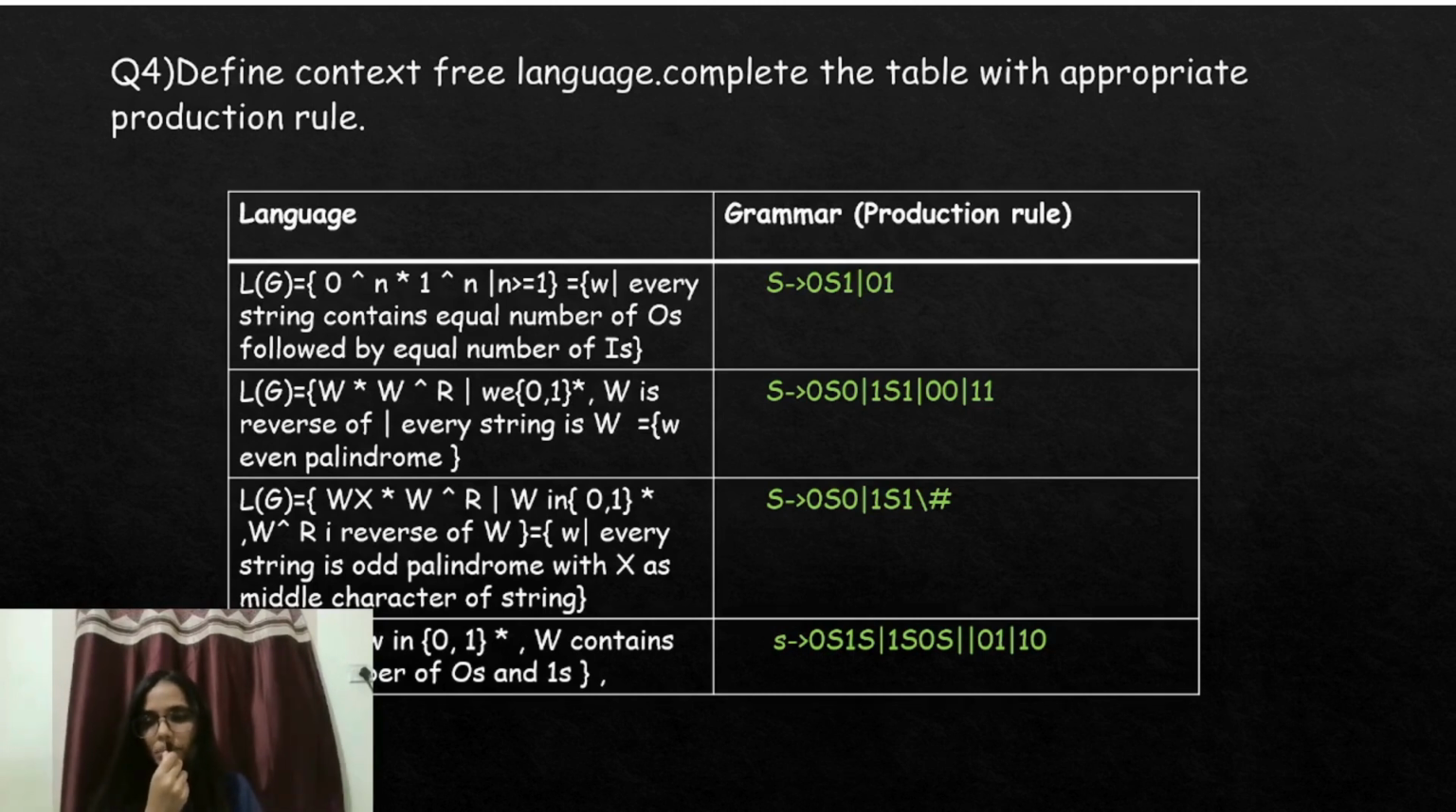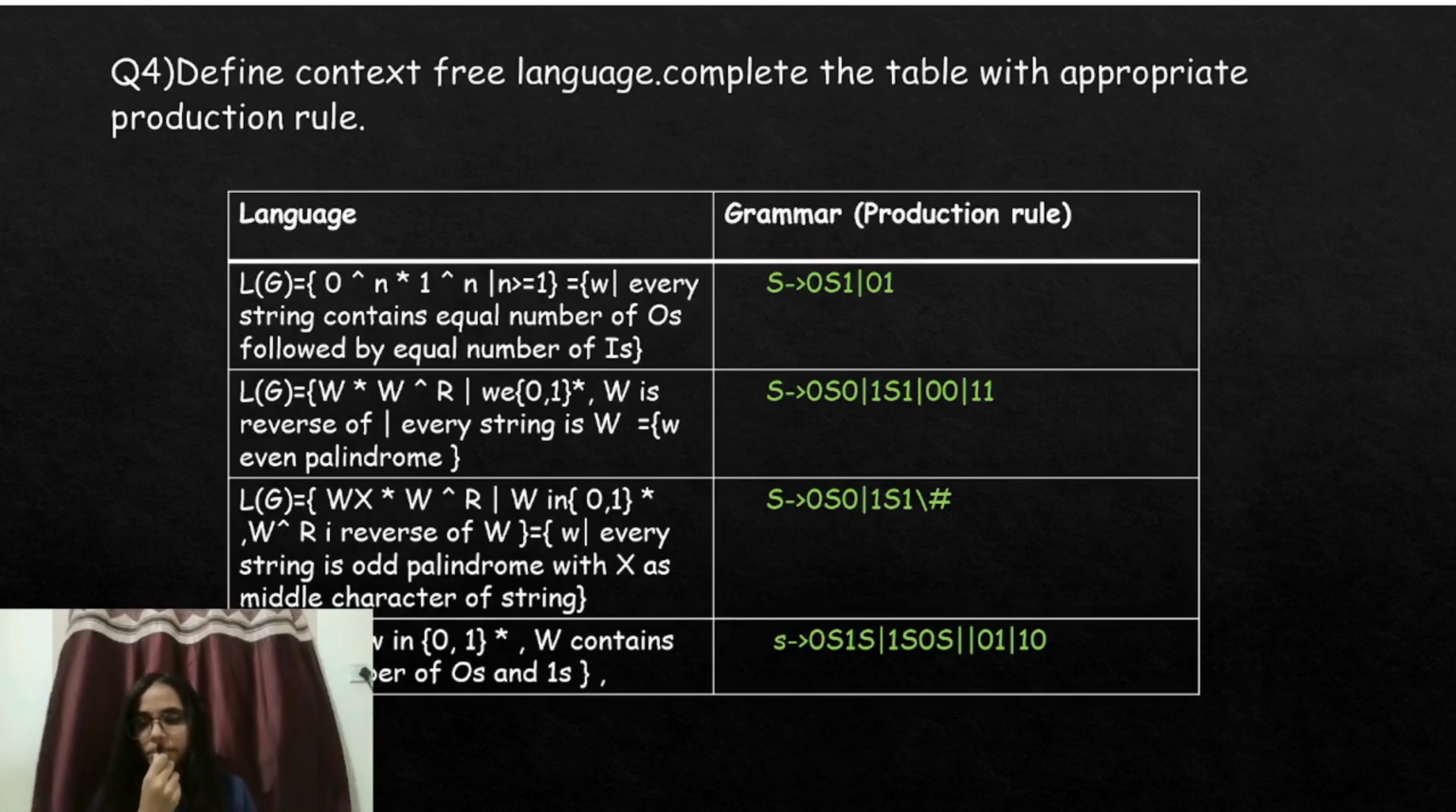The third language is W X W to the power R, where W belongs to 0, 1 star, and W to the power R is the reverse of W. In W, every string is an even palindrome with X as the middle character of the string. We know that X should be the middle character of the string. So the corresponding grammar to it is S goes to 0 S 0, 1 S 1, and a hash string.